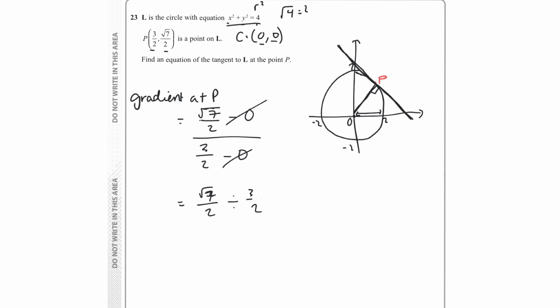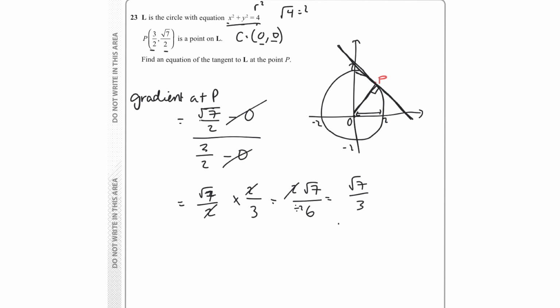Remember, when it comes to dividing fractions, you end up multiplying if you flip it. So that would be times 2 over 3. That would be 2 root 7 over 6, and then divide by 2, that would be root 7 over 3. Or another way of noticing is because you've got 2 at the top, 2 at the bottom, that would cancel out and leave you root 7 over 3. So that's the gradient at point P on the circle.